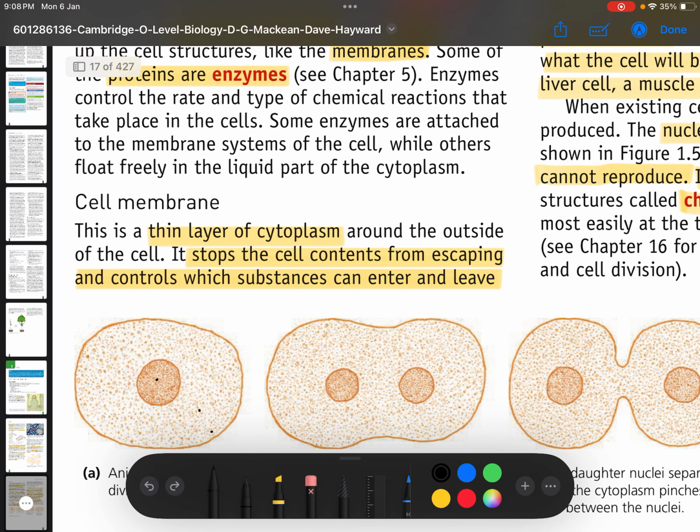Now, cell membrane is a thin layer of cytoplasm. It's basically continuous with the cytoplasm. The cytoplasm, as you can see here, is continuous with the cell membrane. And one of the main functions of the cell membrane is that it controls whatever is entering into the cell and whatever is leaving the cell.